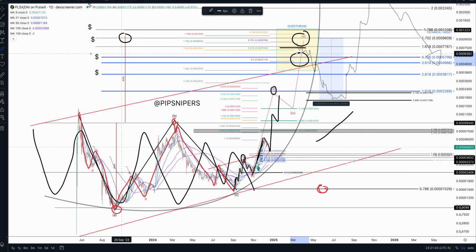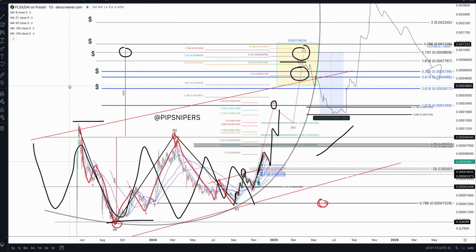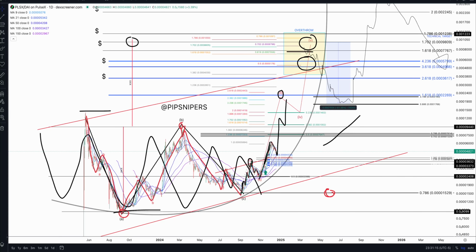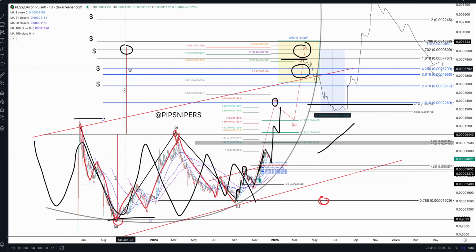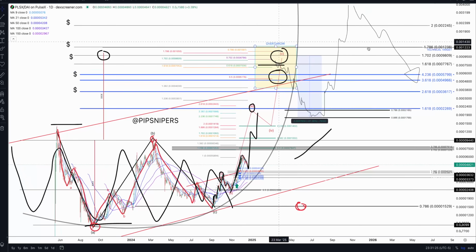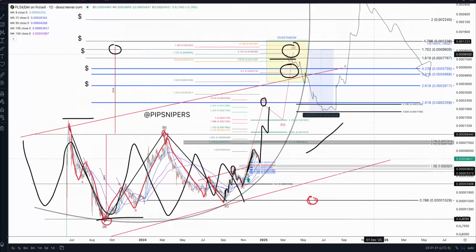All I did to find these blue fibs over here is take a fib from this high down to this low, and taking a look at all of these fibs on the linear scale, you'd be able to get your targets. And then to get the targets above these fibs, you would place the fib in the same way, but just take a look at it on the logarithmic scale. And then we get these targets here, 1.618, 1.702, and 1.786.